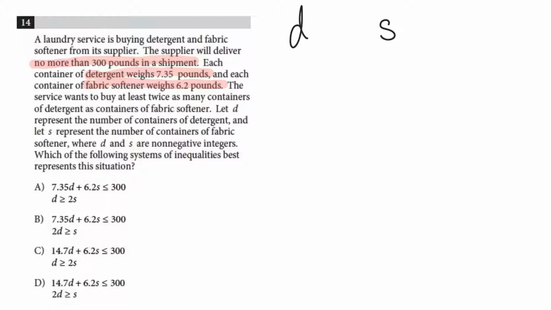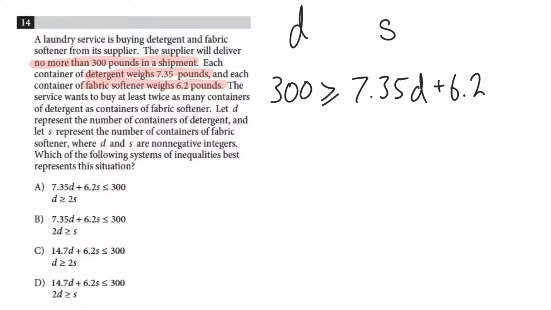So we know that no more than 300 pounds is going to be a shipment, so the shipment has to be less than or equal to 300 pounds. And we know that that shipment's going to be made up of containers of detergent and containers of fabric softener. Well, the total weight of all the containers of detergent will be 7.3 pounds times the number of containers of detergent, and likewise the total weight of the fabric softener is going to be 6.2 pounds times the number of containers of fabric softener.